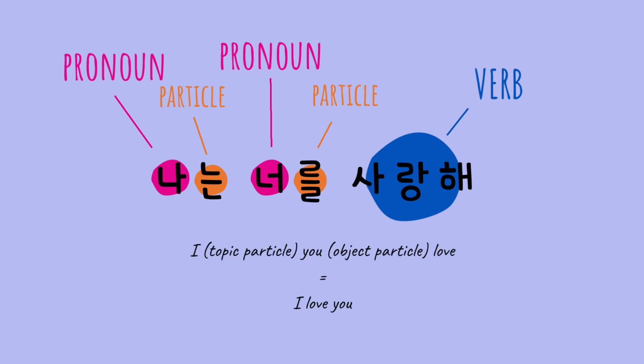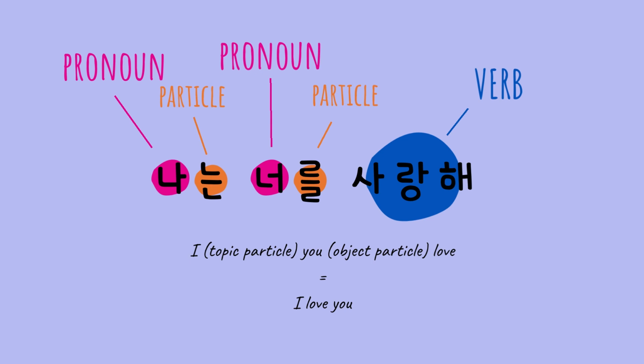Literally, it is I, topic particle, you, object particle, love. Verb at the end, particles attached to the pronouns. You can see clearly how different the word order is from English, but you will get used to it in time. One more thing, if you remember, we said Korean often drops pronouns.